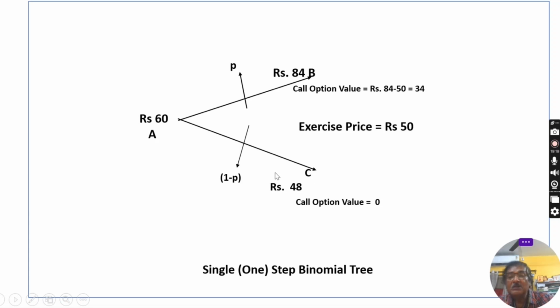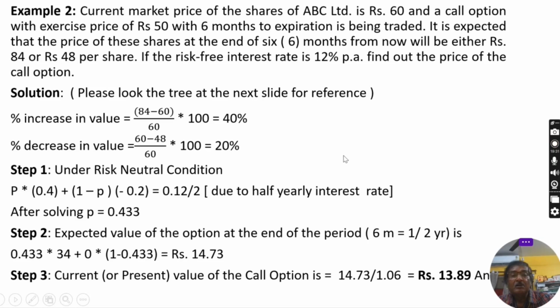It will be nil because the price is below the exercise price. I am not again going to discuss it. Why? I have already discussed it. The call option value at this point will be 0.